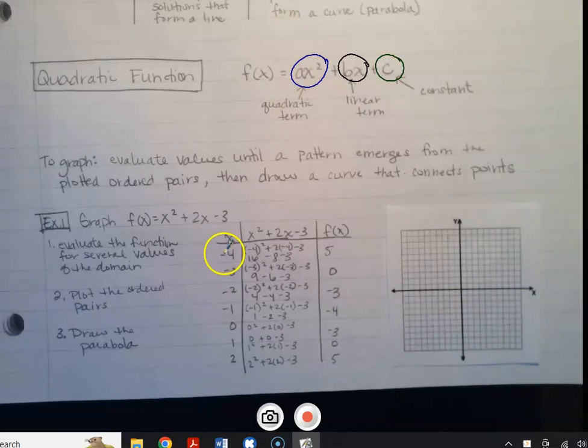So we picked -4. I plugged -4 in. If you look at that, -4, and notice my -4 is in my parentheses because I'm squaring -4. So -4 squared plus 2 times -4 minus the 3. I got 16 minus 8 minus 3 is 5.